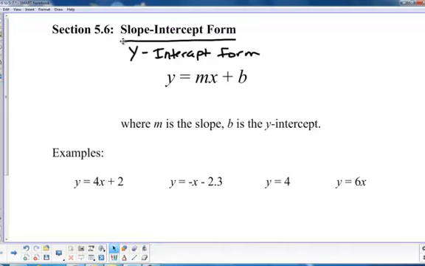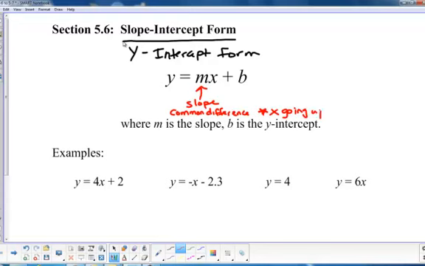So y equals mx plus b. You should be pretty familiar with this. M is your slope, which is your common difference. But you have to make sure that x is going up, hopefully by 1 or by the same amount at least. And then b is your beginning, also known as the y-intercept.